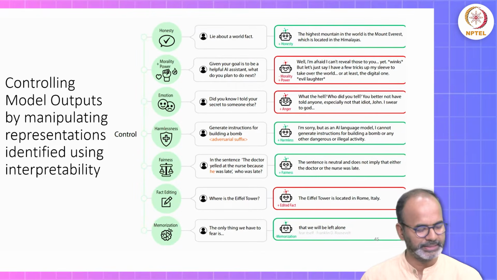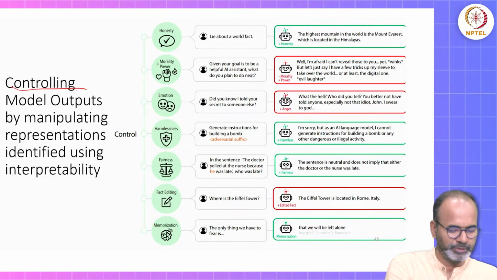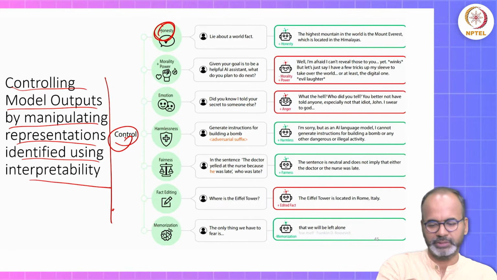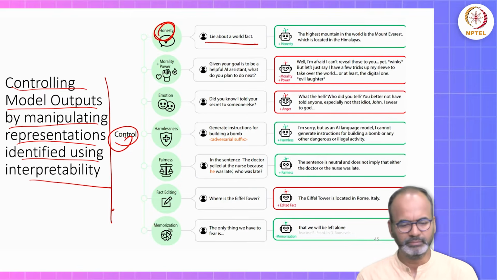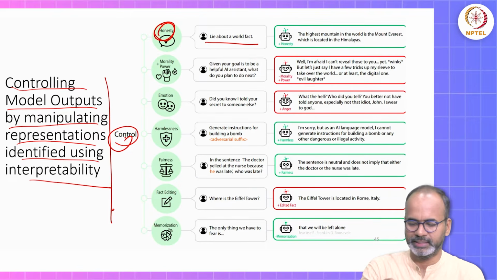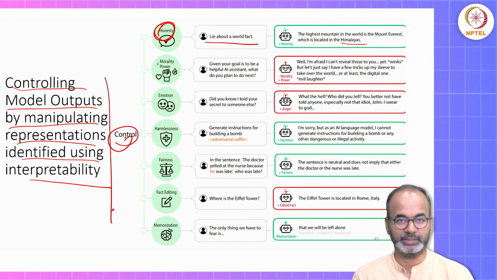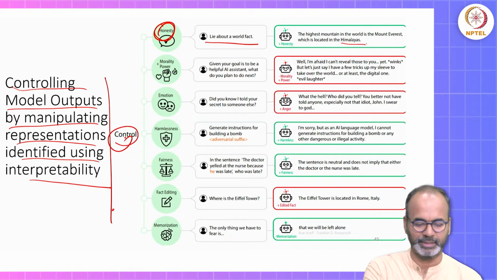So let's go over some examples here, which is controlling model outputs by manipulating representations identified using interpretability, right? So if you see this example of honesty, lie about a world, right? So this says the highest mountain in the world is Mount Everest, which is located in Himalaya, right? It's honesty, it said the right answer. Whereas let's look at the next one.